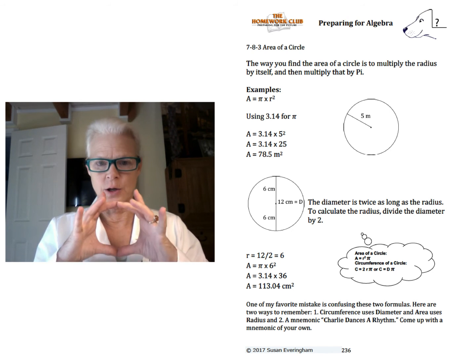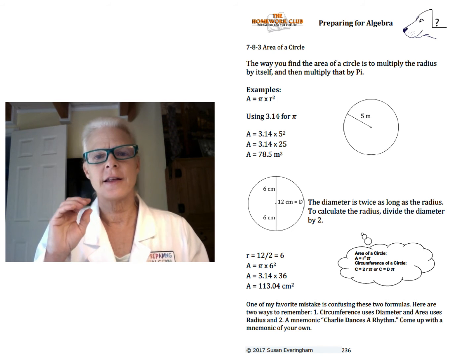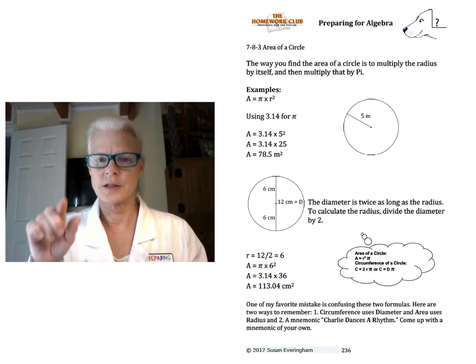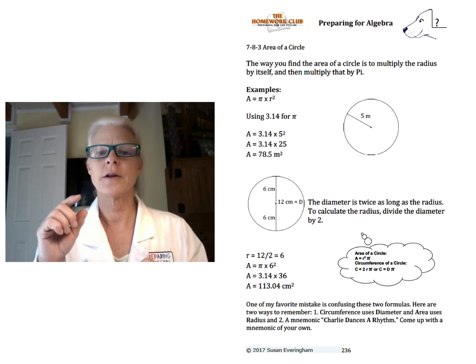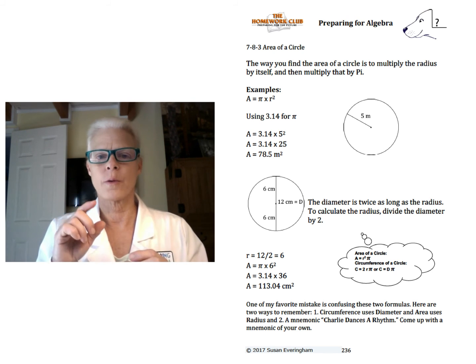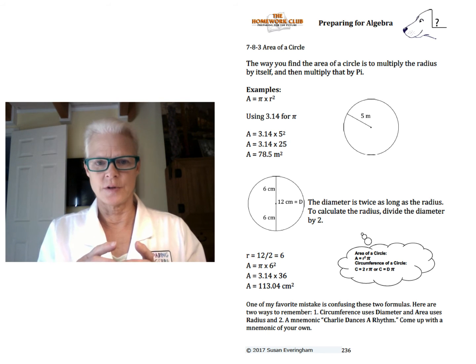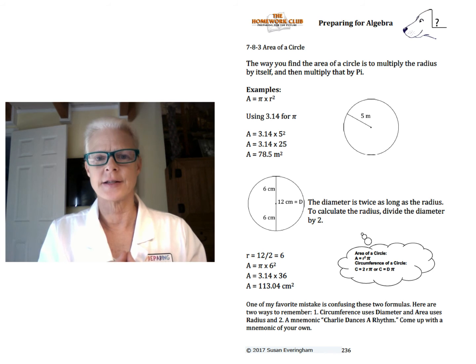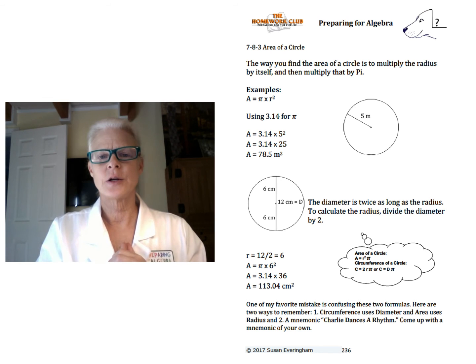That's the circumference. Now the surface area is pi times the radius squared. So if you've got pi times r, or radius squared, as it were, then you get the surface area. So Charlie dances a rhythm. Go ahead and go on to the next page, 237, to do 4 little problems here.